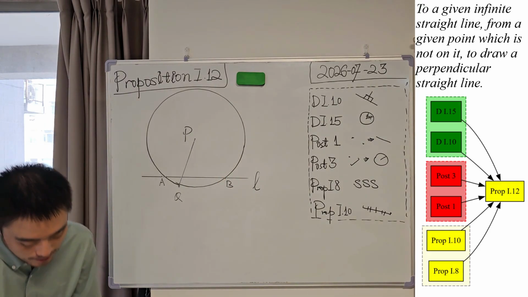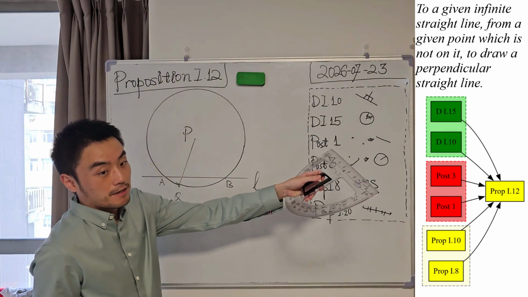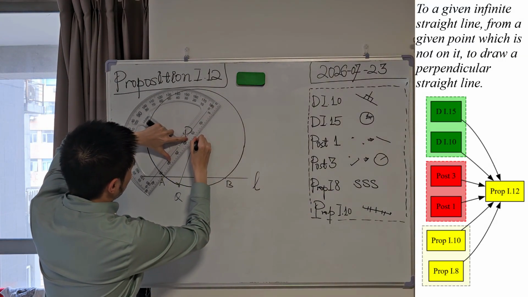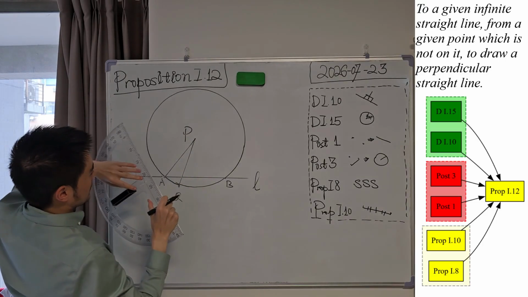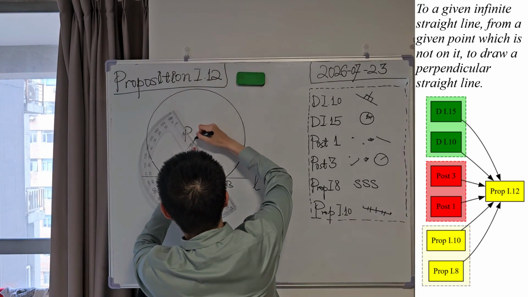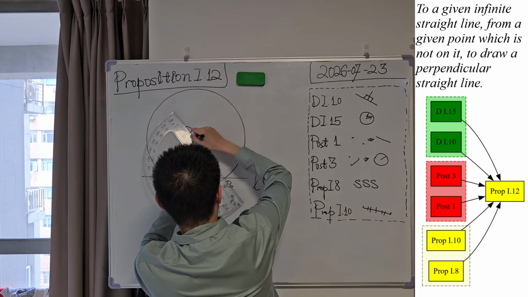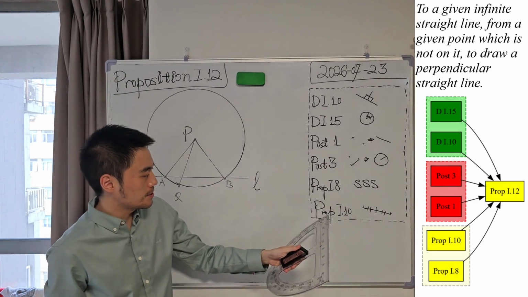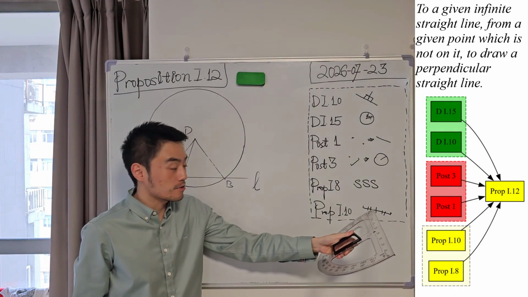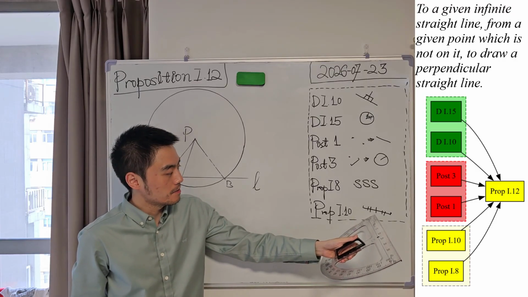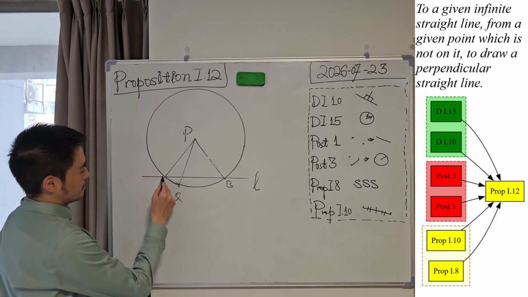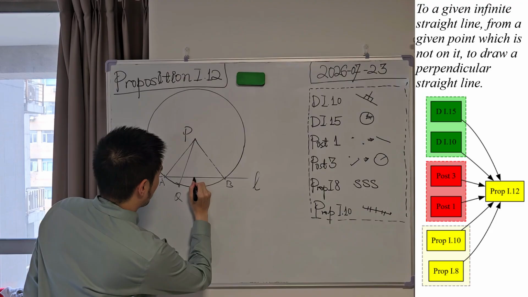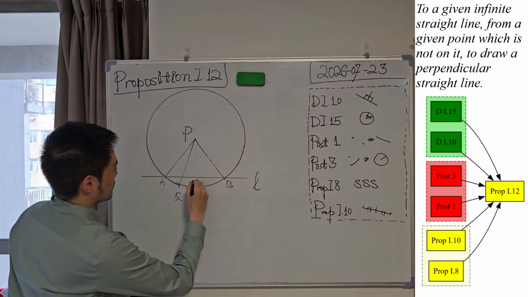respectively. And using postulate 1 again, we can join the straight line PA and another straight line PB. Great. And please recall proposition 10. Given a finite straight line, we are able to bisect it. Okay? So let us bisect this straight line AB and assume we bisect it at point C.